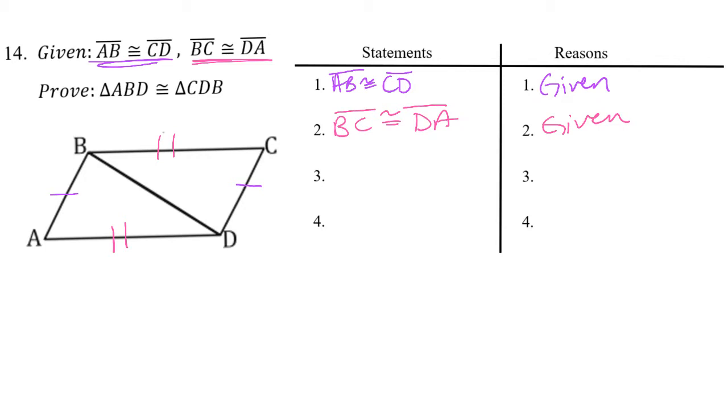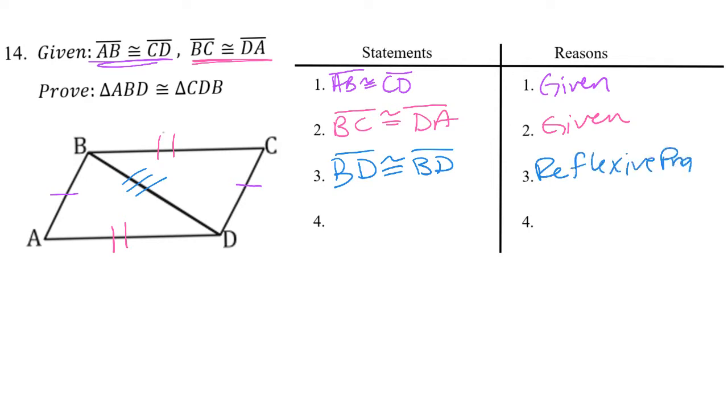So then you want to look for what do we have left. We can't say our triangles are congruent yet, but we always want to look for vertical angles or reflexive property. And you'll see that this diagonal of this parallelogram can be marked as congruent to itself. We're going to write it as BD congruent to BD, and that is by reflexive property because it is congruent to itself and it's in both triangles.